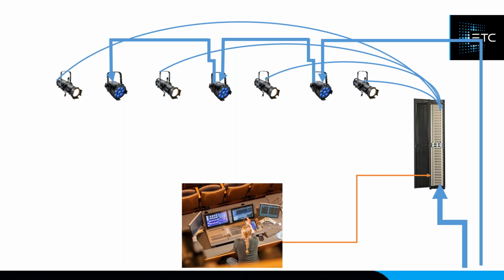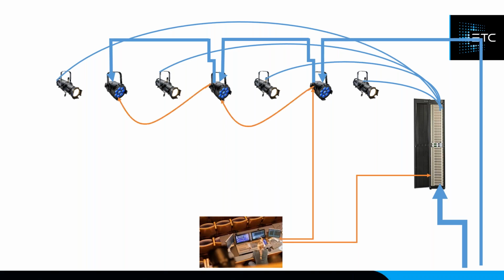And also, the next thing that's changed is not only do I have to get data to my dimmer rack so I can tell all my dimmers what to do, I have to get data also to each one of these LED fixtures. If you have moving lights, each one of those needs data.